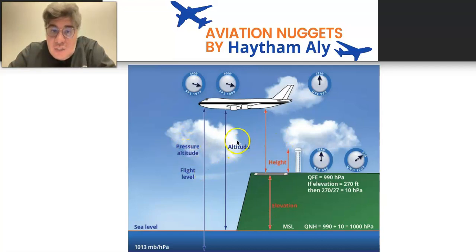So this was the difference between pressure altitude or flight level, altitude, height, and elevation. Pressure altitude, altitude and height are related to a moving object like the aeroplane. And the elevation is the vertical distance of a fixed point, like a runway, from the mean sea level.